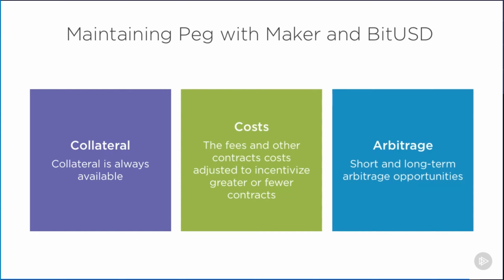Traders of the stablecoins also help to maintain the peg by buying when it's low and selling when it's high, because they expect it to return to the peg in the long term. BitUSD and MakerDAO are two examples of what can be done with smart contracts, automated programs that can send and receive money and respond to real-world inputs.